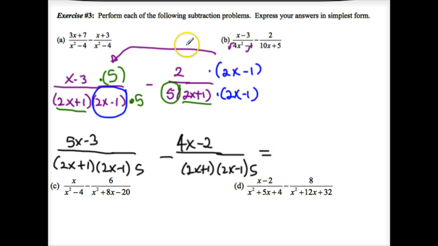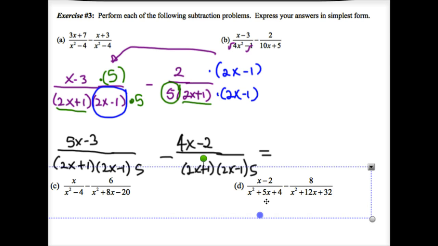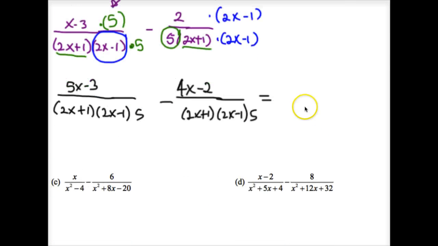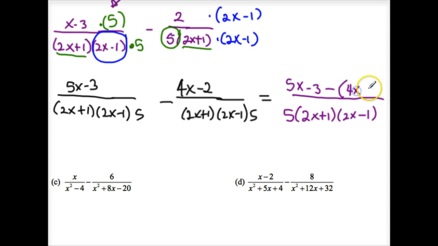Now what I need to do is go ahead and let's move this down for a little. Combine like terms. I have one single big denominator, which is 2x plus 1, 2x minus 1. I'll just put the 5 in front. It doesn't matter. And I want to look at these. It becomes 5x minus 3, take away. And remember, because I'm subtracting, I have to put it in parentheses. This becomes 5x minus 3, take away 4x plus 2.